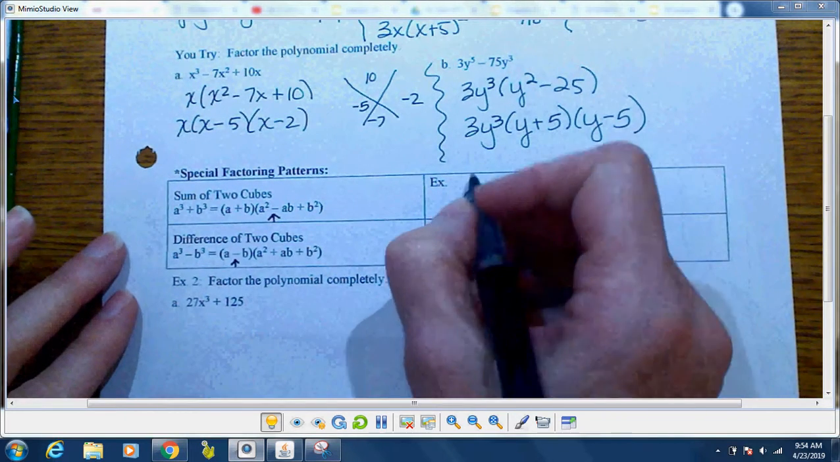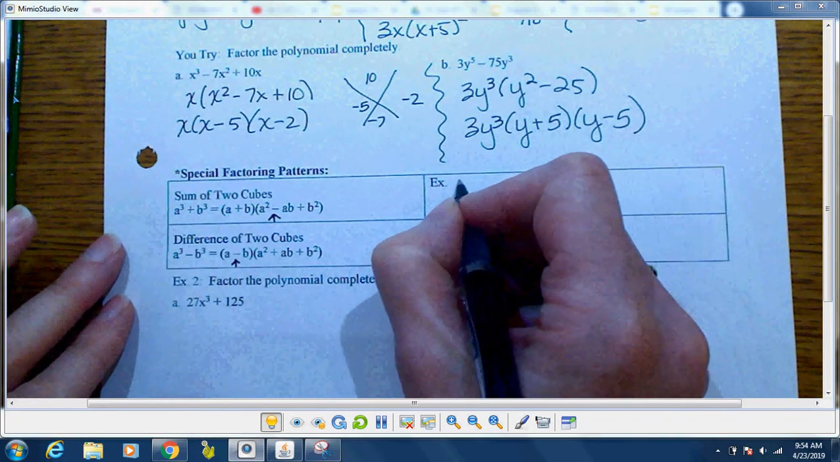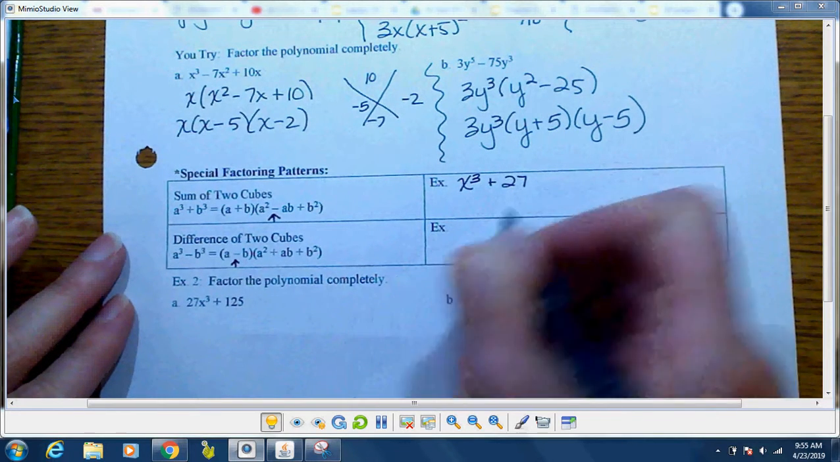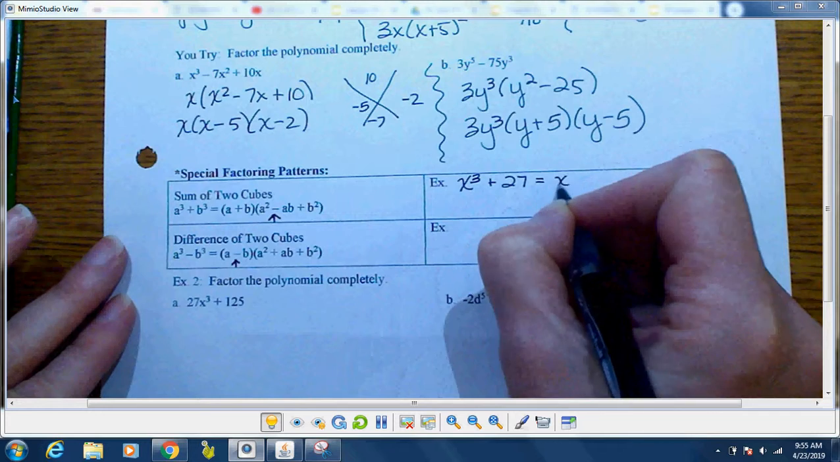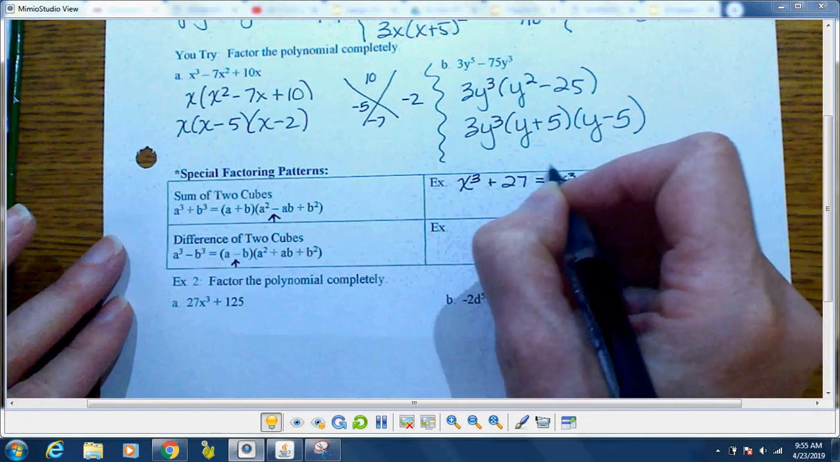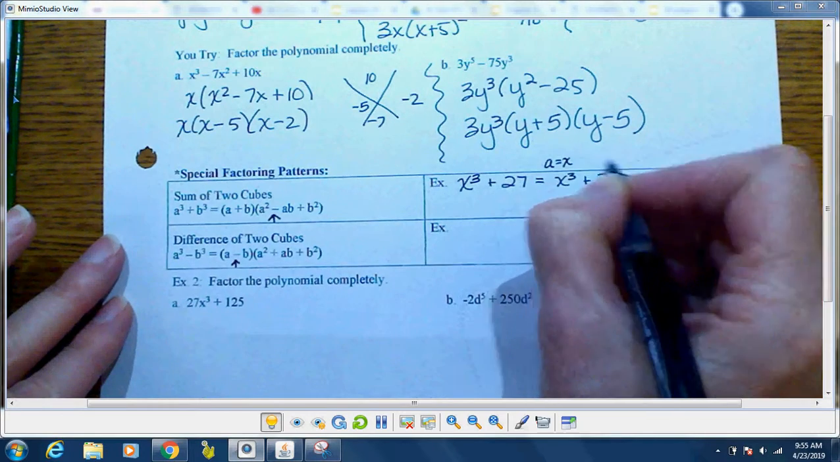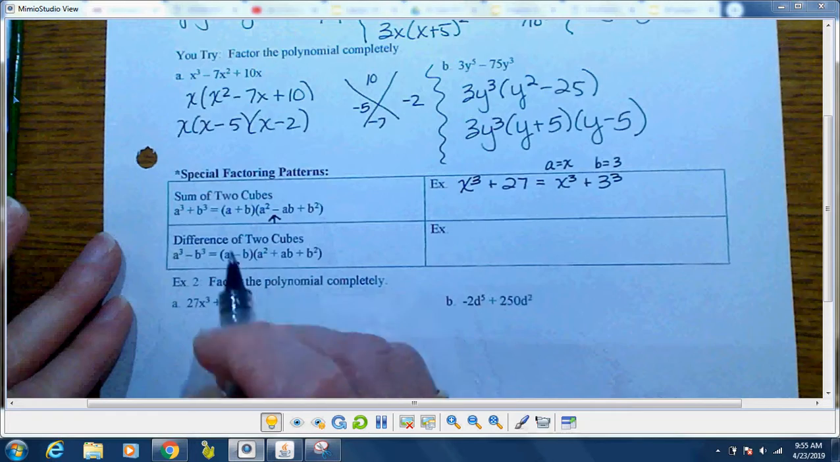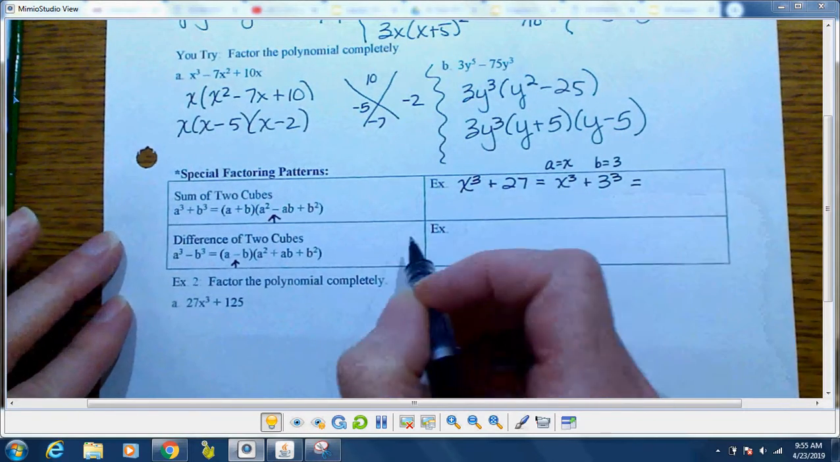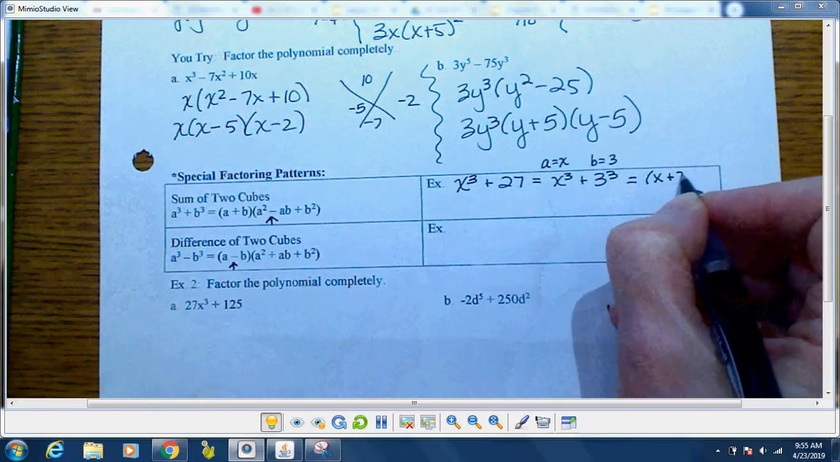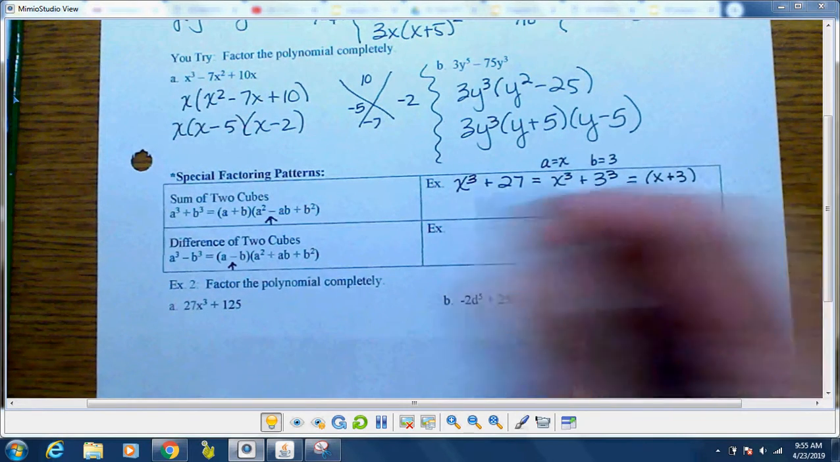I'm going to do two different ones. I'm going to do x cubed plus 27. Okay. So that's really the same thing as x cubed plus 3 cubed. So that's my a, and my b equals 3. So now I'm just going to plug them into that pattern. So I get a plus b, okay, x plus 3. That's what I'm substituting in.